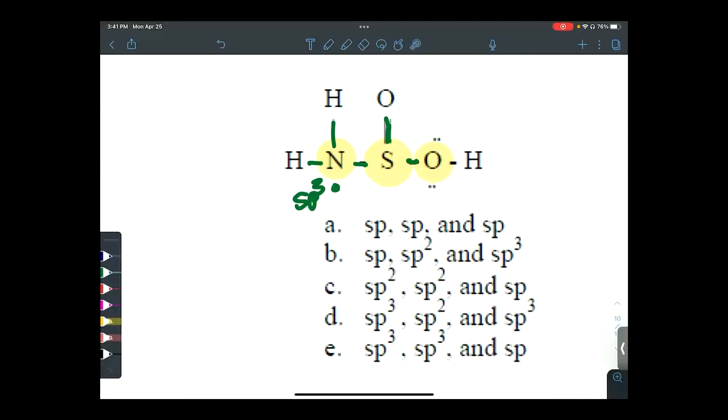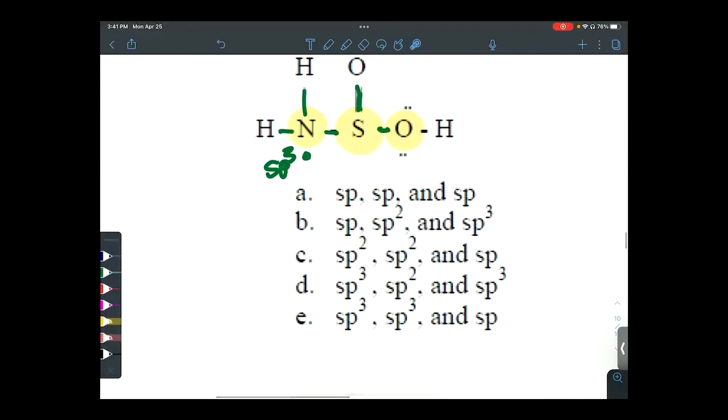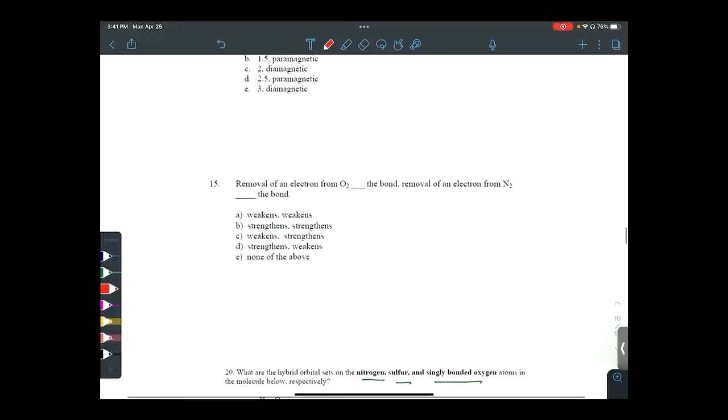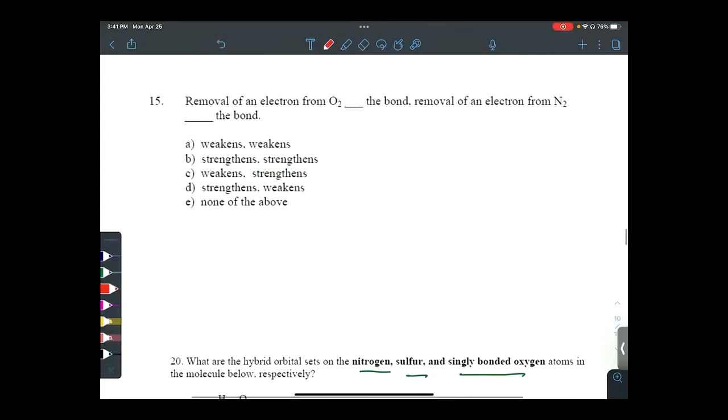And then the last oxygen has how many electron domains? 4. So then our answer, I think, is D? Yeah, it's D. Okay, all right, so let's talk through this one.